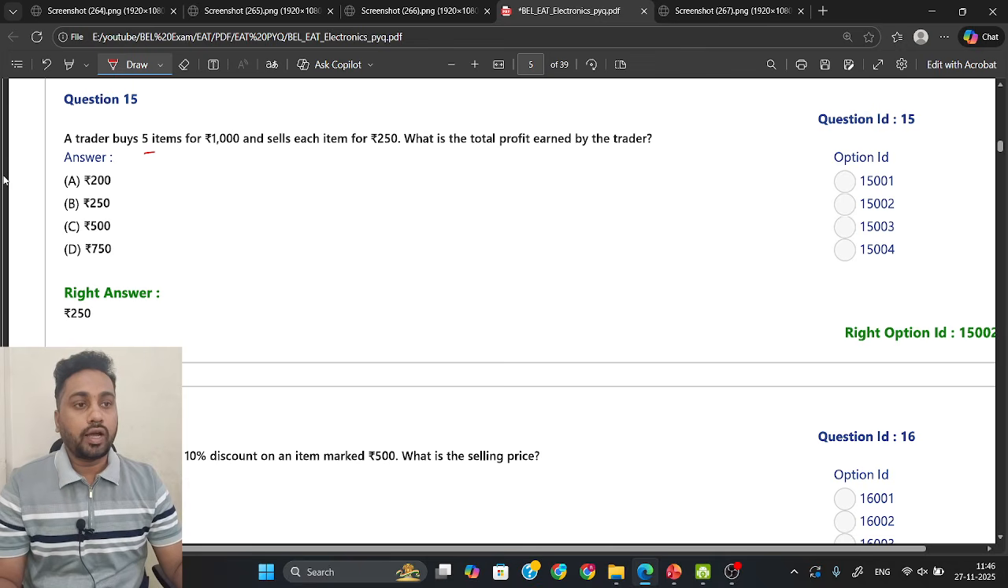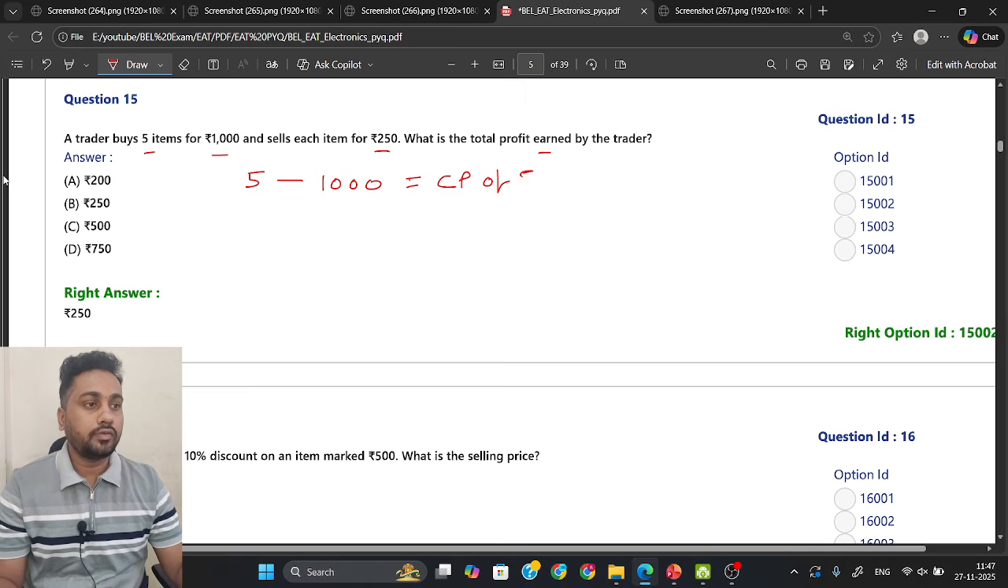A trader buys 5 items for 1000 rupees and sells each item for 250 rupees. What is the total profit earned by the trader? Okay, so what he is doing, 5 items he is going to buy for 1000 rupees. That is your CP, cost price. The cost price of 5 items is 1000 rupees.